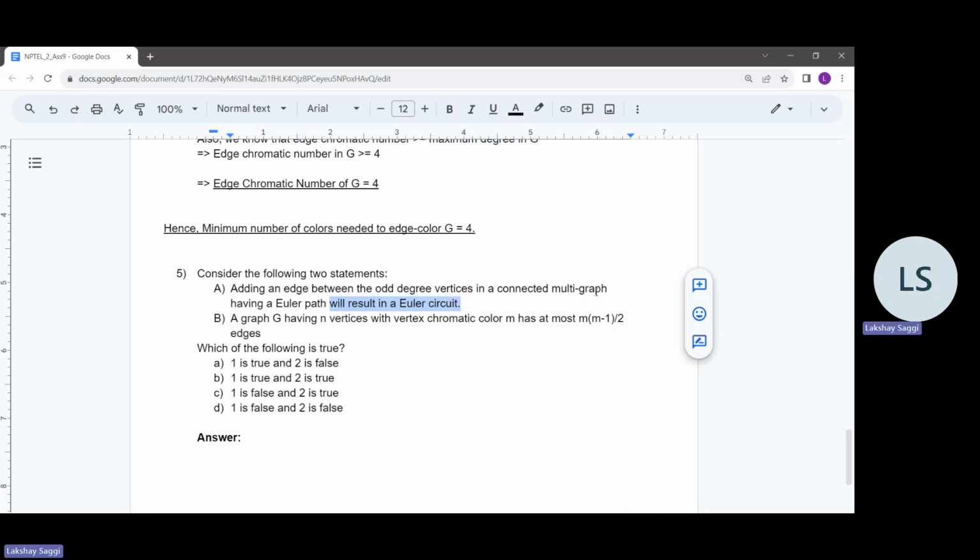I hope the question is clear to everyone. So we are given a connected multigraph which has an Euler path, and then we add an edge between odd degree vertices, and we want to see if this will result in an Euler circuit. What I'm claiming is that this statement is correct.